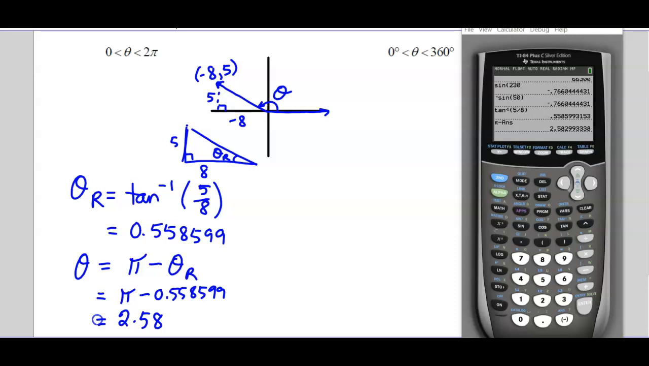So did you see what I did? Let's do it if I included the negative. So let's go second tan 5 divided by negative 8. Notice how you get a negative value. That's because the calculator is giving you a negative angle. It's giving you this one here.